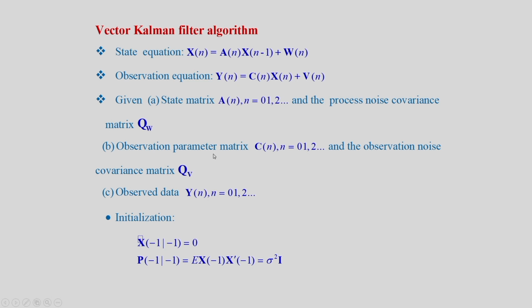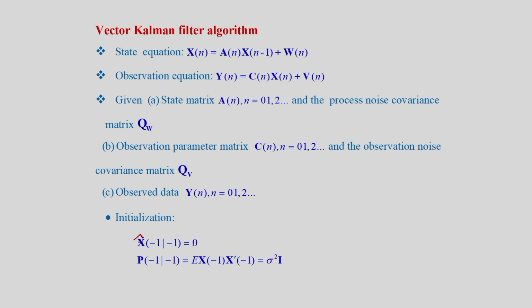The observation parameter matrix, that is C n, for n is equal to 0, 1 up to p if it is time varying, otherwise it will be simply a C matrix, and the observation noise covariance matrix is given by Q v. This is again a diagonal matrix, and observed data Y n, that is from n is equal to 0, 1, 2, etc. So, these are the things needed for the algorithm. Now, it will be initialized as x hat minus 1 given minus 1 is equal to 0.